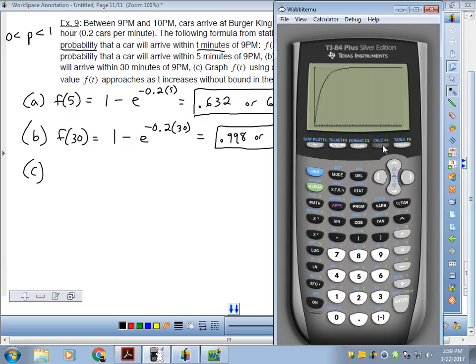And I can actually use the trace feature, and I can trace along and look at certain values and kind of see what happens. But this is kind of what happens. It looks like it's going to get closer and closer to 1 and not approach it. In fact, I might make my y max go a little bit higher just so I can see the graph a little bit better. So you can see it kind of gets closer to 1 and then it kind of flattens out because it can never get to 1. It can never be a 100% chance that's going to happen. But it'll get ridiculously close.